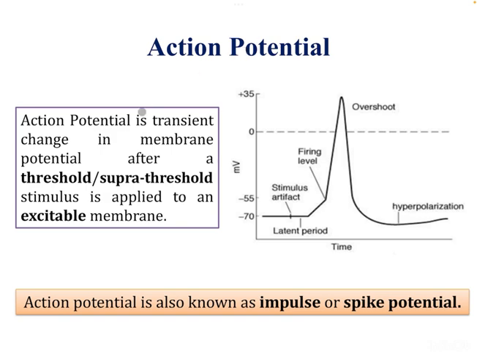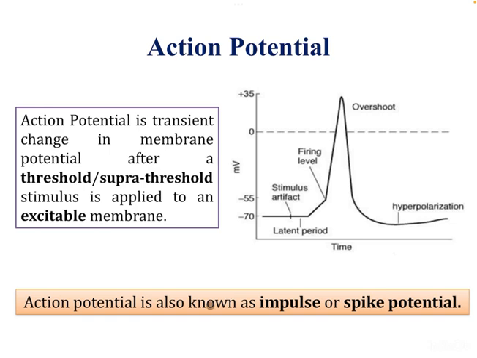So, action potential. Action potential is defined as the transient change in membrane potential after a threshold or suprathreshold stimulus is applied to an excitable membrane. Excitable membrane includes the membrane of neurons and muscles. After the stimulus artifact there is a latent period. Now, what are the different stages of action potential? The membrane depolarizes to threshold level, also known as firing level, and then there's a rapid depolarization, an overshoot, a repolarization, and then hyperpolarization.